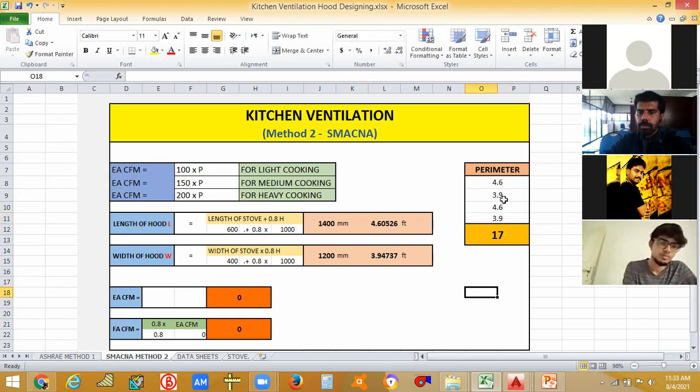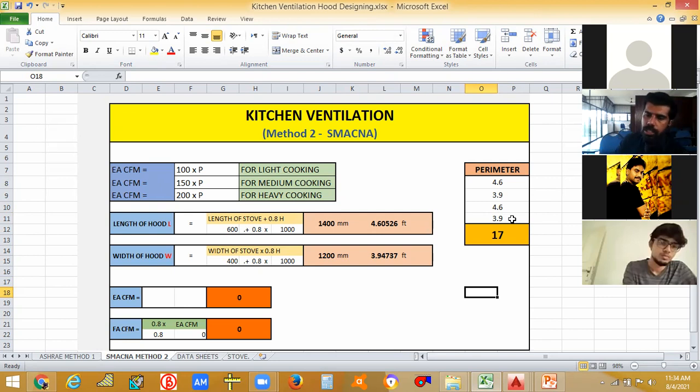So I got the perimeter as 17 feet, the addition of all the 4 sides: 2L plus 2W, where L is 4.6 and W is 3.9. That is the second step, I got the perimeter.